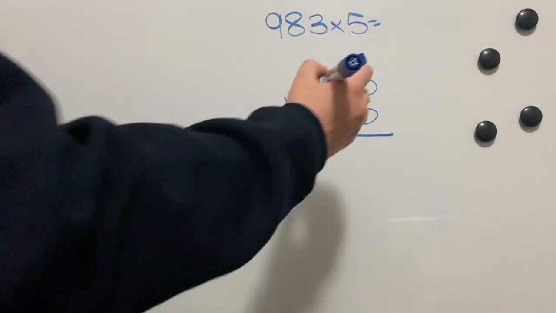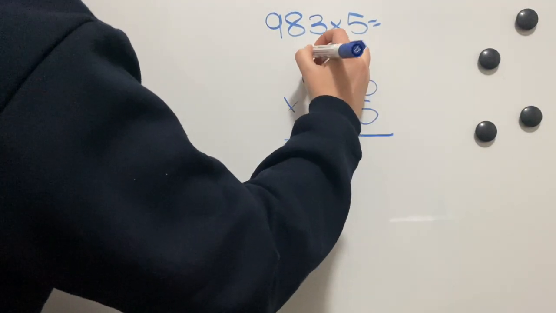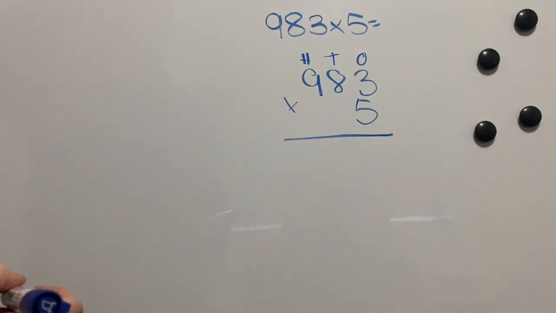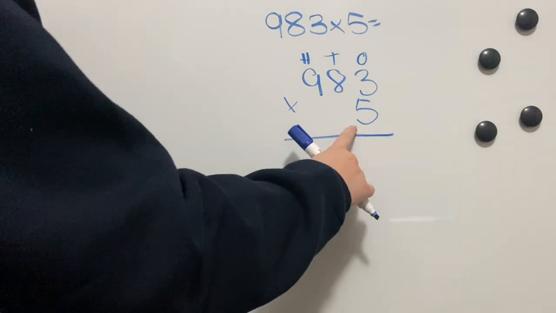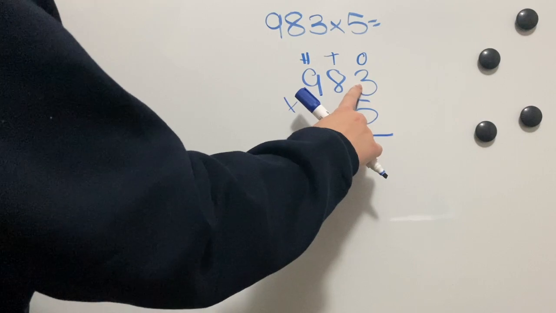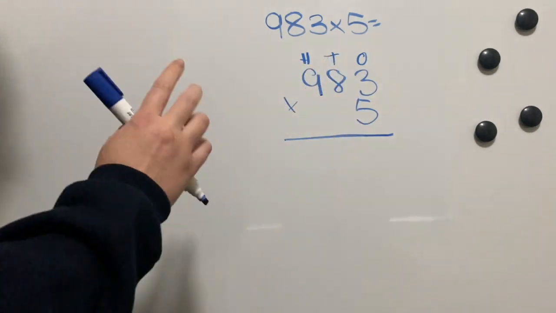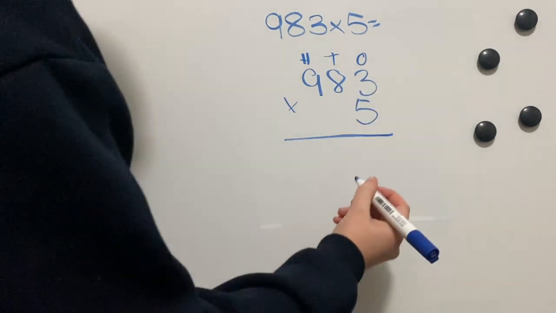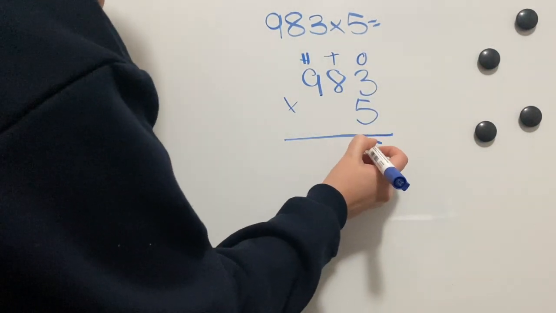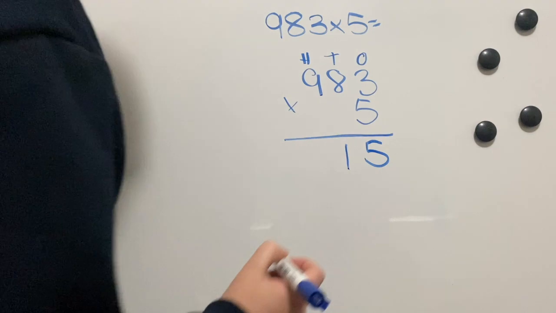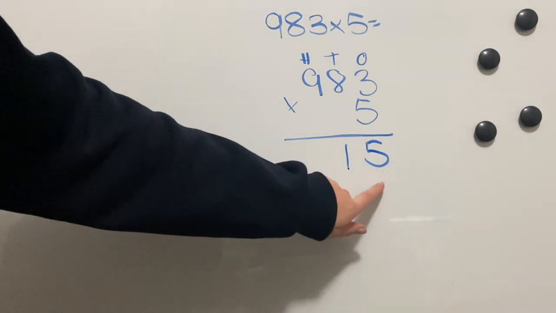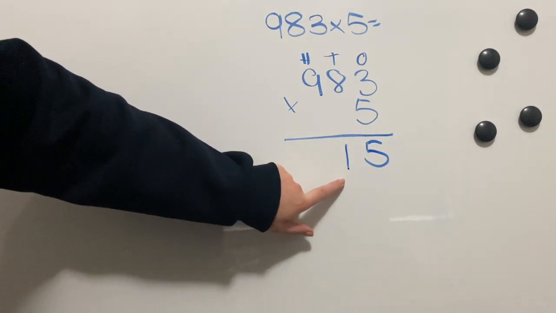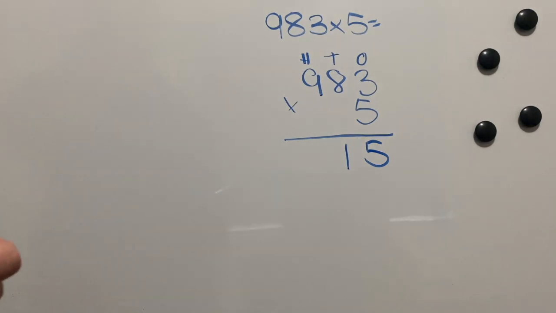My first step is to multiply the units. I'm going to multiply the 1-digit number by the ones number in my 3-digit number, the bigger number. So this is 5 times 3, and I know that's 15. So I'm going to put 15 here because I know that 15 is made up of 5 ones and 1 ten. So the ten is actually going to go here.